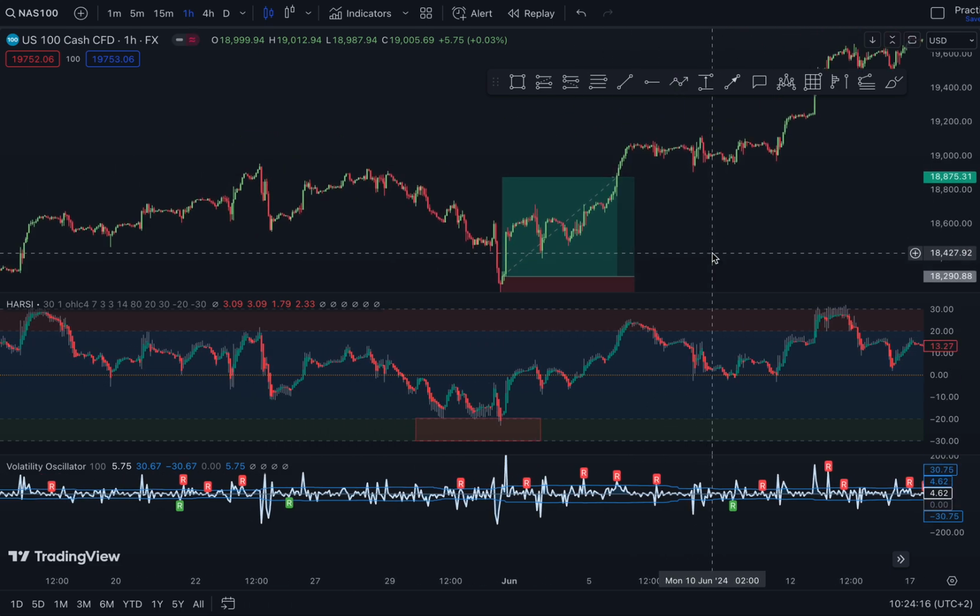It's a two-step process strategy. It goes the same for sell signals.